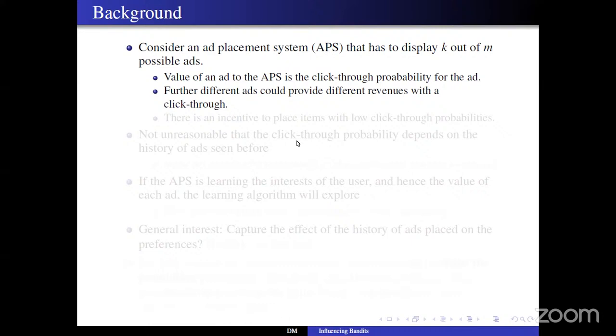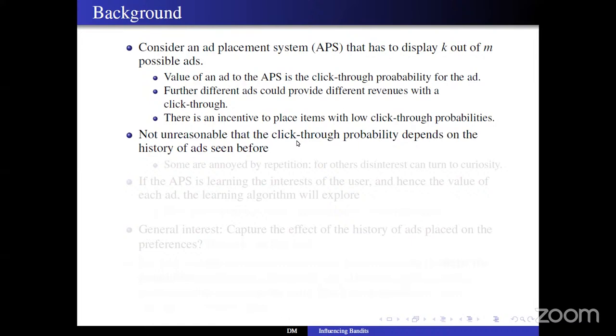Okay, so if these are the two choices, there's a click-through rate and the revenue from the ad, the two separate aspects of a particular ad will determine what ads to place. Now, because of this additional incentive of the ad revenue being different, it is possible that the ad placement system will put in ads which have a low click-through rate. Low click-through rate essentially means that the person is not interested in that particular ad.